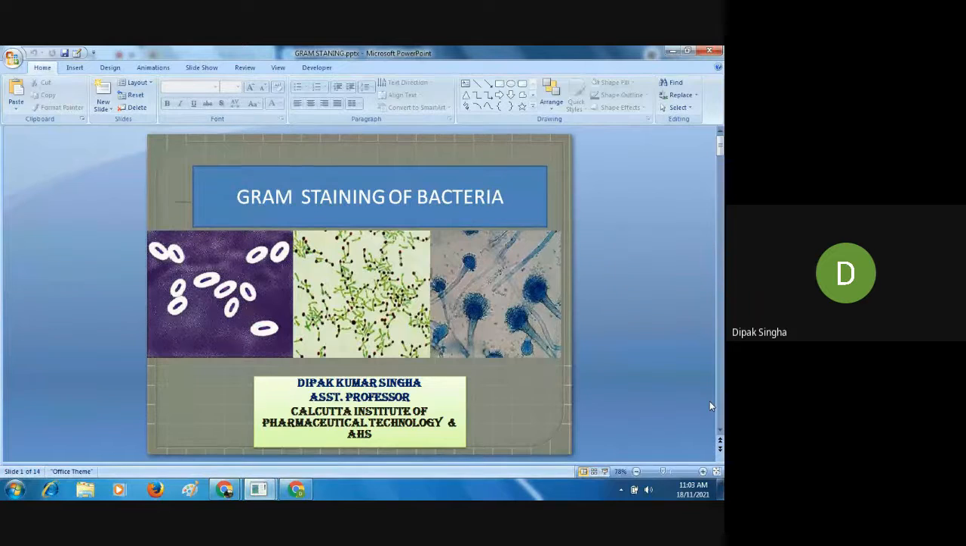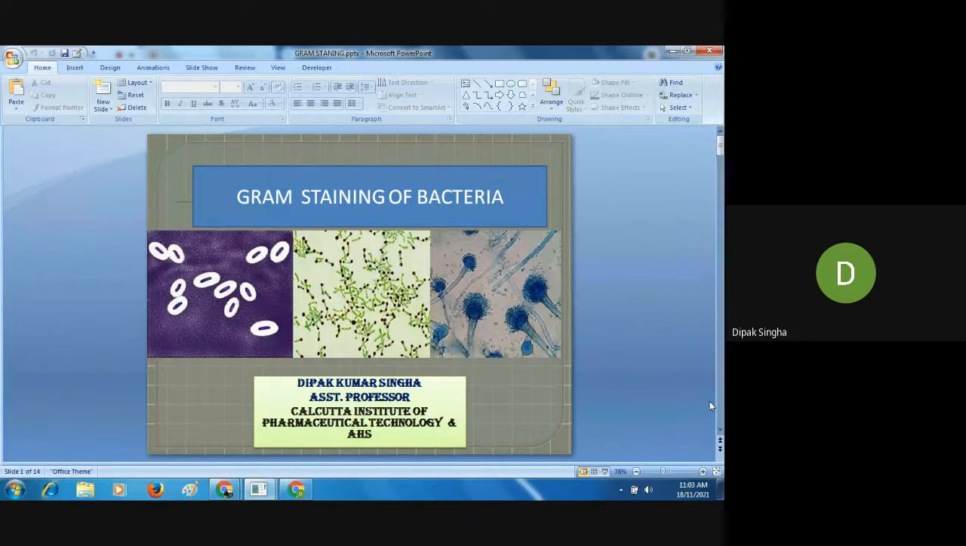Yes, sir. Okay. So today we will discuss the gram staining of bacteria. I think this topic is covered in your practical classes, but the theory portion is also in your theory class, so I thought I would briefly discuss this gram staining of bacteria.